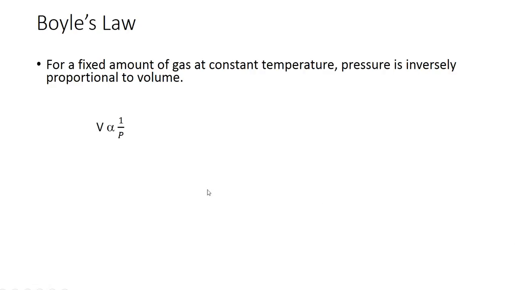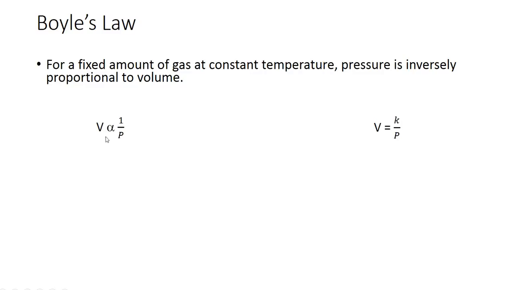Mathematically, we say V is inversely proportional to P. So V, the proportionality sign, 1 over P. That's what it means, inversely proportional. What does it mean? When you increase volume, the pressure is going to decrease. When you increase pressure, the volume is going to decrease. I mean, if you have a balloon and you are squeezing it, you are increasing pressure and the volume will be decreasing.